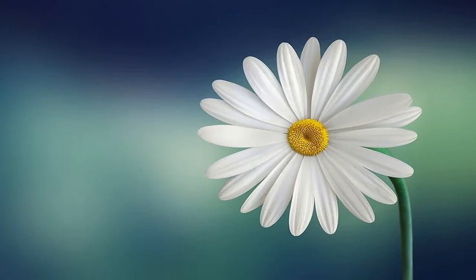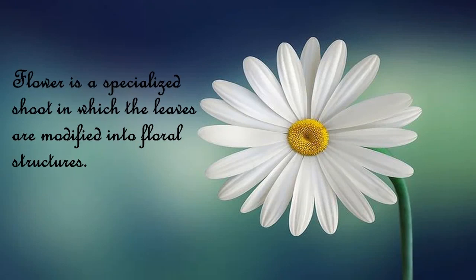So the flower is usually the most beautiful and conspicuous part of a plant. And student, a flower is a specialized shoot in which the leaves are modified into floral structure. You know that in plants we have a root system below the ground and a shoot system above the ground. So the flower is a part of the shoot system in which the leaves are modified into floral structure, a very beautiful floral structure.